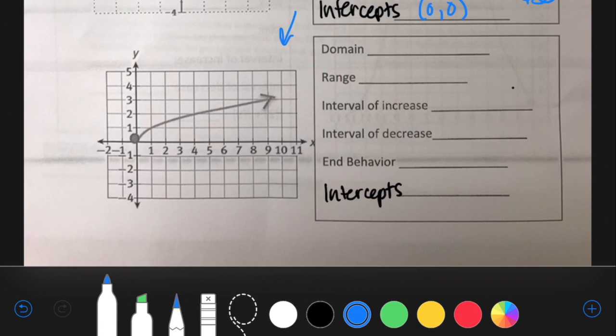Hopefully, this was relatively easy for you. Go ahead and pause the video and try to see if you can do this one. This will actually be our entry ticket for tomorrow.